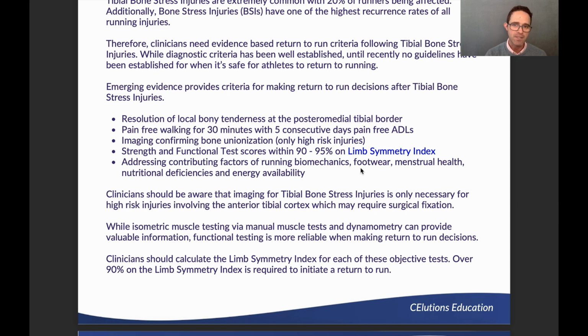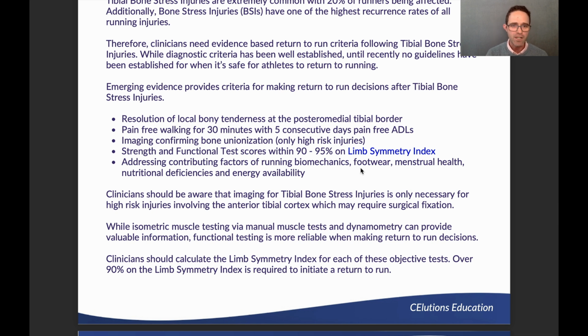However, I do want to take a moment to say there's different areas of shin splints, there's different areas of bone stress injuries, and it is important to identify which bone stress injury you are treating. So that may change your treatment and your plan of care. Another thing you want to evaluate your patient for is that they can pain-free walk for 30 minutes with 5 consecutive days of pain-free ADLs, or activities of daily living.